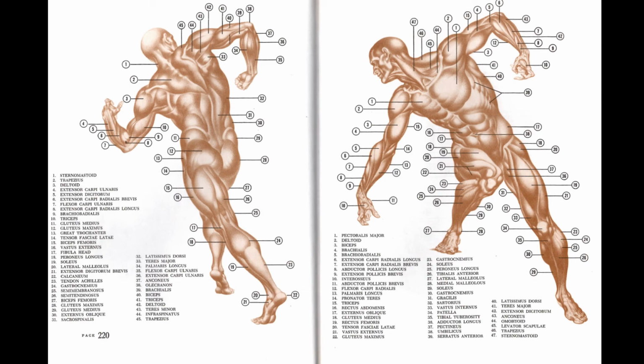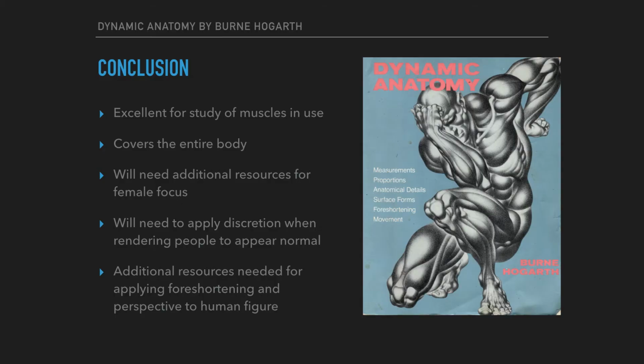But focus on the major muscle groups, and anything superfluous, come to as you are working on real projects as you go forward. So, in conclusion, I would say Dynamic Anatomy by Burne Hogarth is excellent for studying muscles of figures as they're using them. That's why they're in all these strange poses. It does go from the head to the toes, but it's really about what I bought it for, superheroes. It's men-centric. It does pay some attention to women, but you would need additional resources if that's what you're looking for.